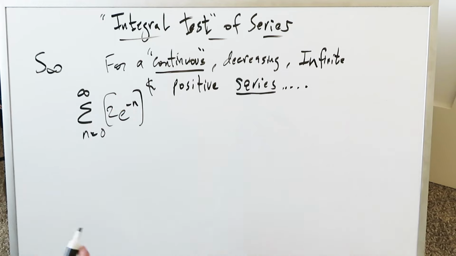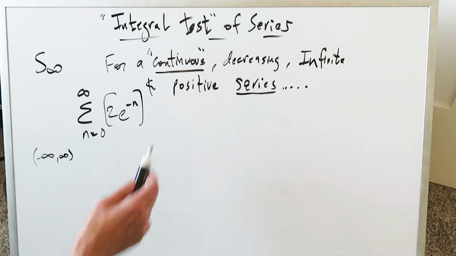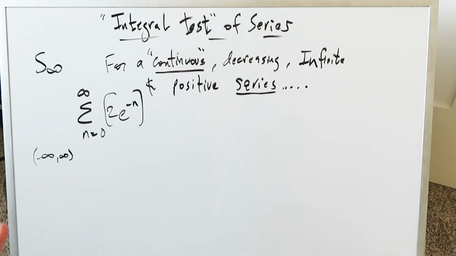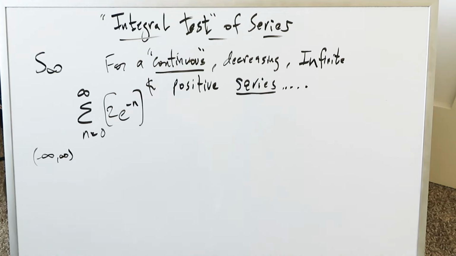2e to the minus n. You know exponential functions have a domain of minus infinity to infinity, so they will generally be continuous and you won't see an infinite discontinuity at play. You will certainly see horizontal asymptotes, but you won't see vertical asymptotes, so this is already continuous.